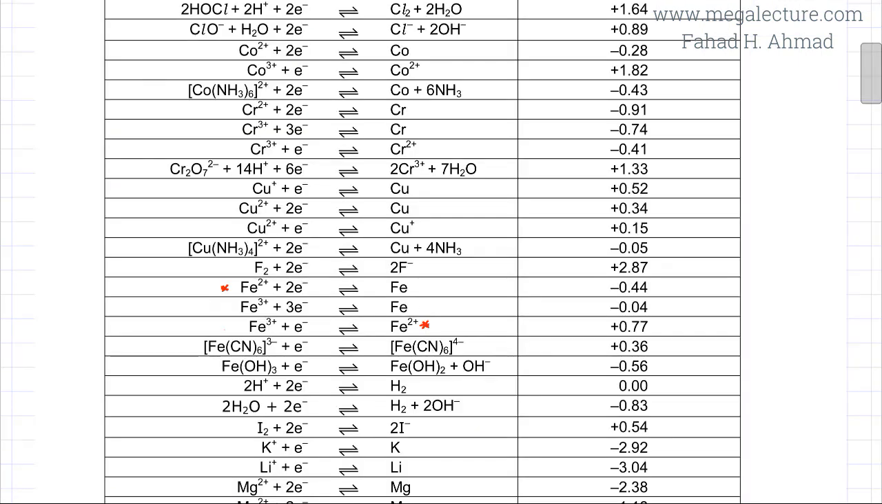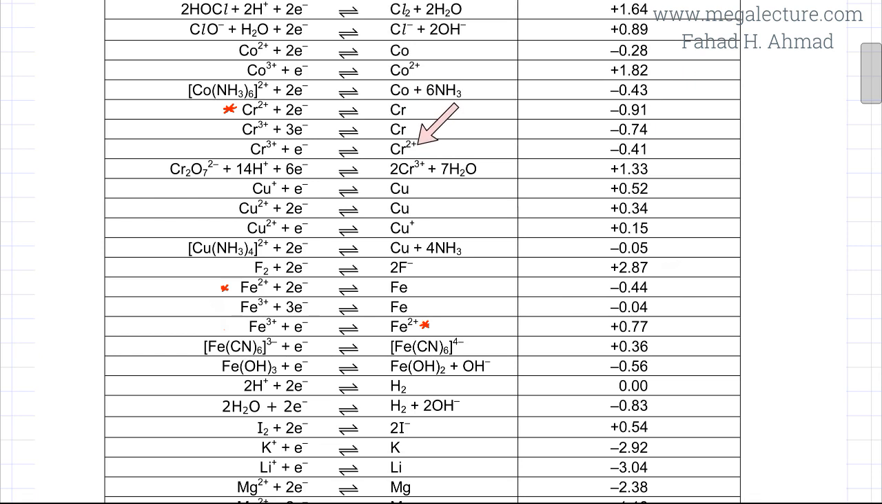So here I have opened the data booklet, and the first thing is I'm going to search for Cr2+. As you can see, there are 2 electrode reactions that have Cr2+. I'm going to mark them. There is Cr2+ ion involved with this, where it's gaining electrons to form chromium. So it's in equilibrium with chromium, and the electrode potential is given as -0.91 volts. The other one is over here.